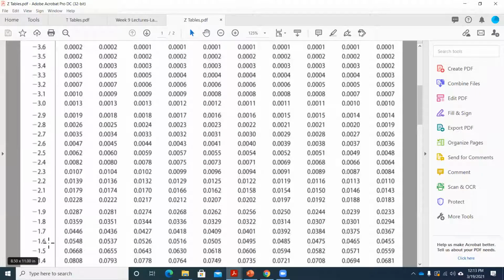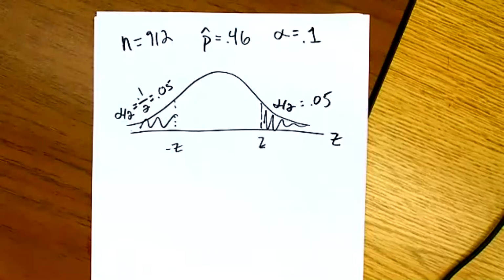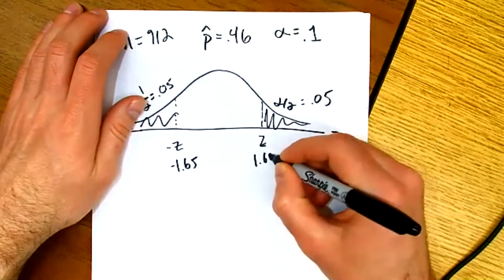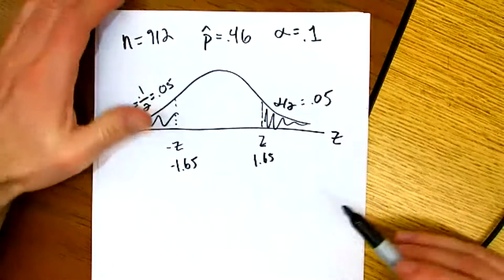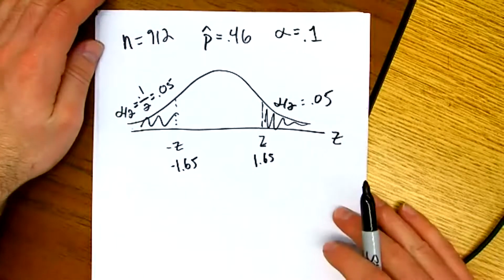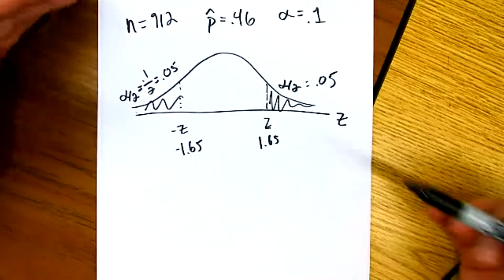Okay? So negative 1.64 and negative 1.65. So I'll take the greater in absolute value of those two, and I can think about these Z-scores that would be negative 1.65 or positive 1.65. Now those signs are already built into my confidence interval equation, so really at this point I have everything that I need.